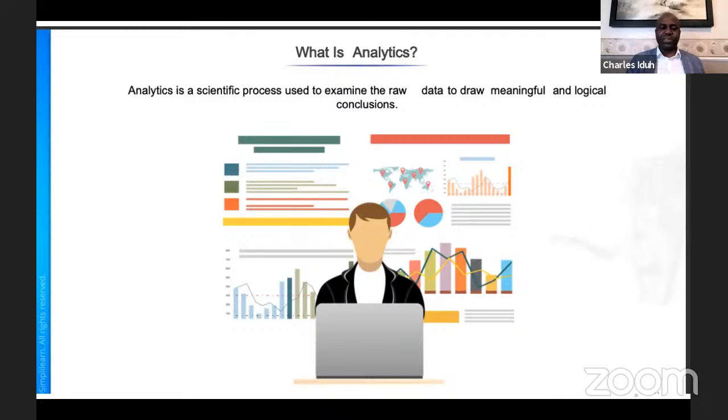So it's a scientific process. So there is a process, okay, when we're talking about analytics. And I'll be talking to you later about the different types of analytics. You don't need to cram the definition, but you just need to know that analytics is a scientific process, and it's used to examine raw data to draw meaningful and logical conclusions. Okay, let's move on to that.